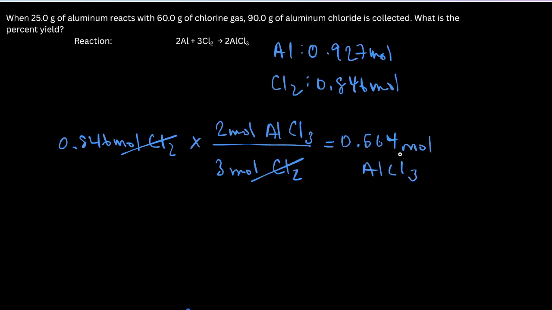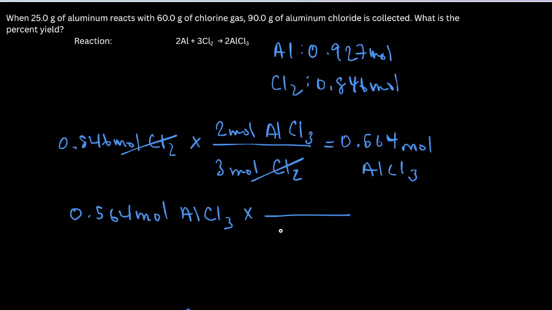Now we need our answer to be in grams, right? We're dealing with grams in the problem statement, so let's convert this. How do we do so? Again, we just need our molar mass of aluminum chloride. I actually did this calculation off screen, so I will not show the work here, though if you wanted to do it yourself, it would be pretty straightforward. Remember, you're just taking the molar masses of the individual elements that make up the compound and adding them up together.